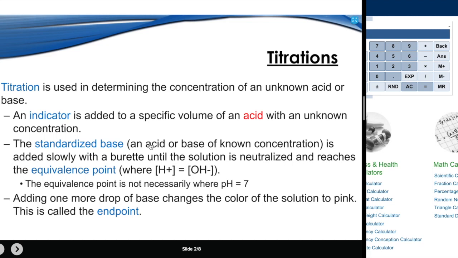And then we're going to add our acid or base that we know the concentration of with a burette until the solution is neutralized and reaches the equivalence point. The equivalence point is basically where your H plus and your OH minus ions are equal. And this equivalence point will not always be where the pH is 7. Adding one more drop of base will turn the solution pink if you're using phenolphthalein, which turns pink in the presence of a base. This is called the end point.